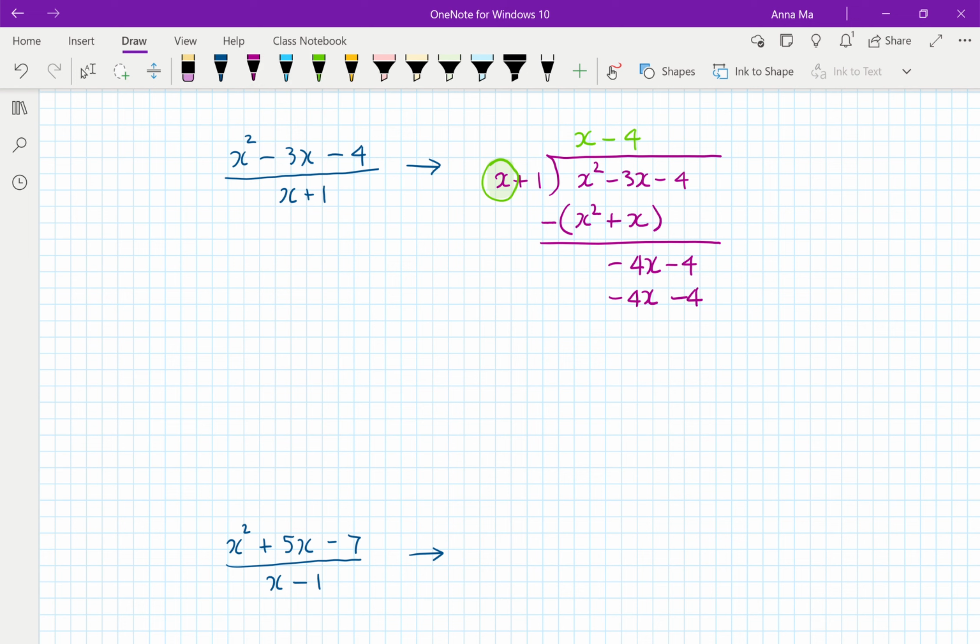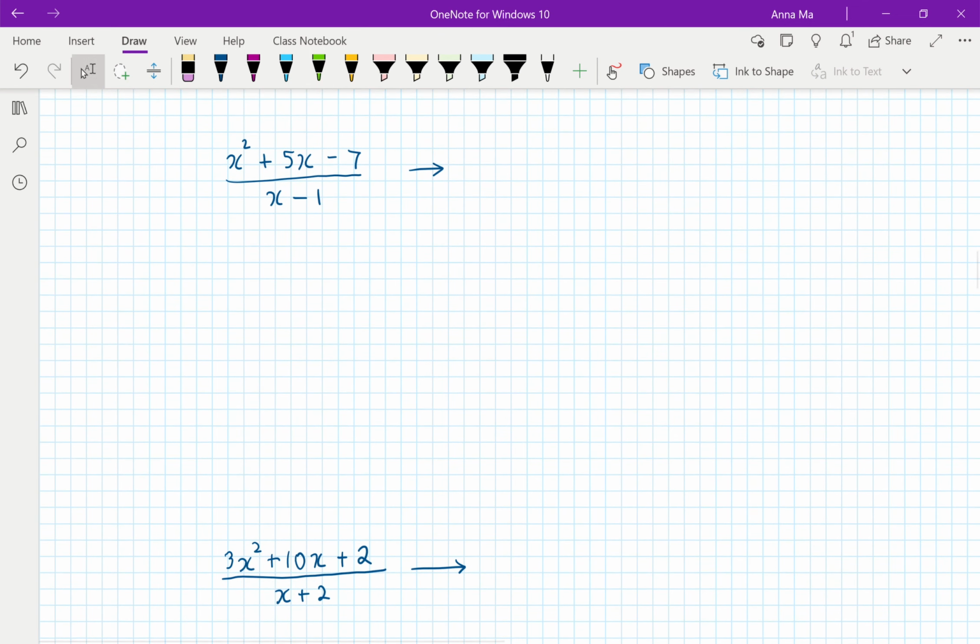So this one, thankfully, it matches completely. So if I subtract away these terms, I'm subtracting the exact same expression, so I get left with 0, which means there is no remainder. So I can say that the result of this division is just my quotient, x minus 4. Full stop. How about the next example?